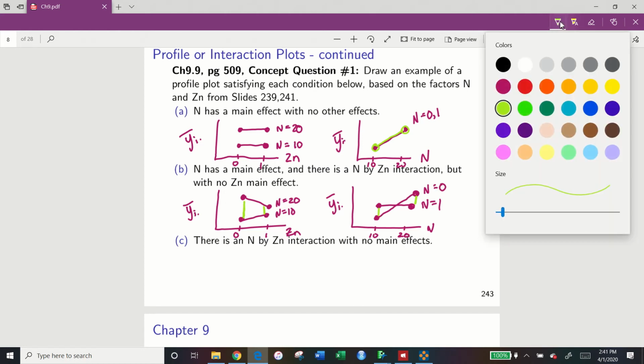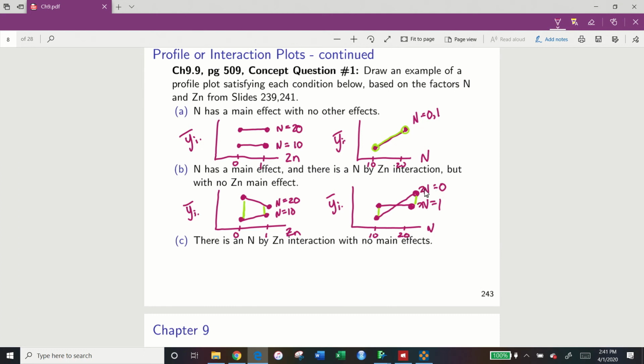Oops, and I realized I labeled this wrong. Zinc, zinc. All right, last one. There is an N by zinc interaction, but no main effects. Okay, so look for this. This is probably the easiest one to draw. So do the same as we've done before. Same XY axis, Y-axis are the same and slight variations to our x-axis.